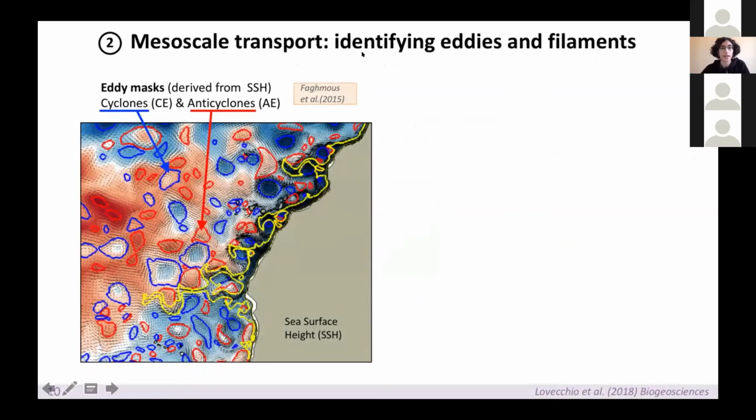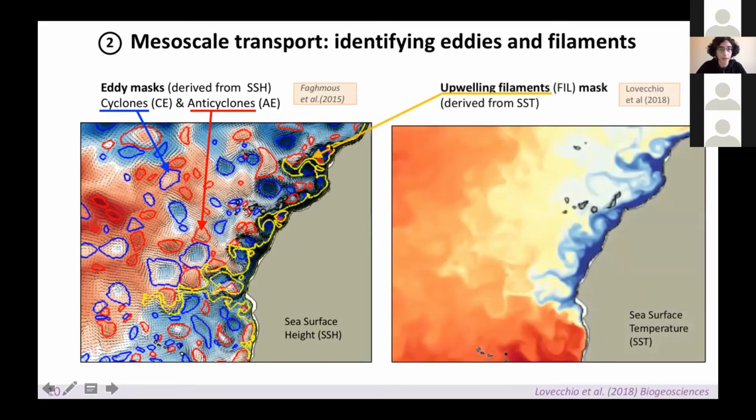We want to divide the total transport into how much of this transport is carried by cyclonic eddies, anticyclonic eddies, and upwelling filaments. In order to do so, we identified the eddies using a sea surface height-based algorithm. This was developed by Faghmous et al. in 2015. And we also identified the edge of the upwelling filaments, which are these very cold water signature structures that develop from the coast and propagate offshore.